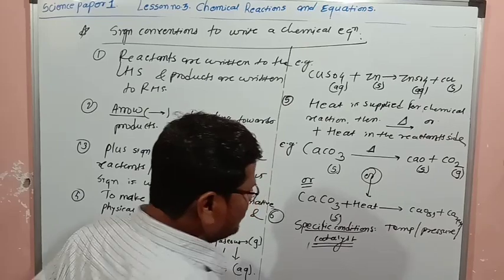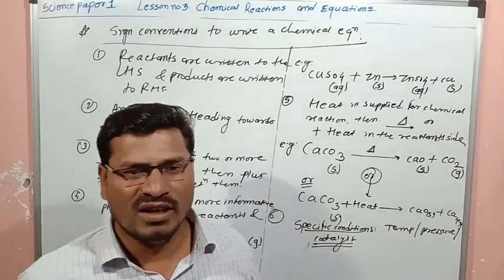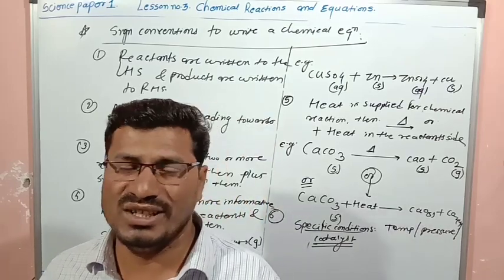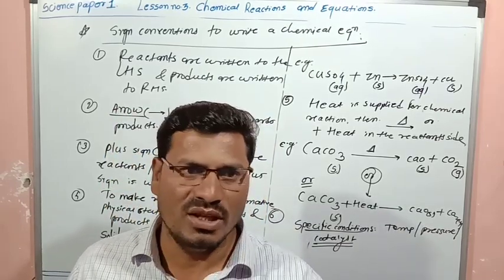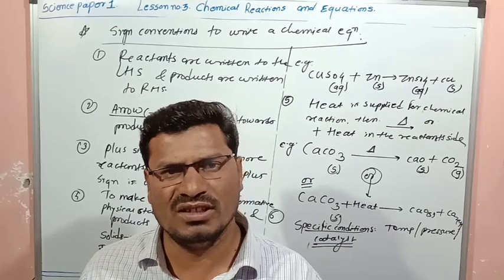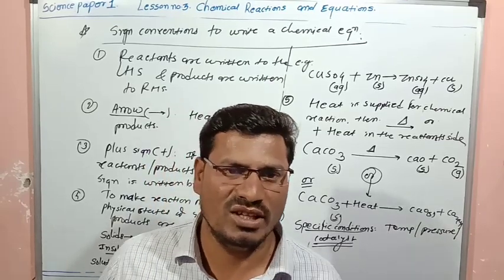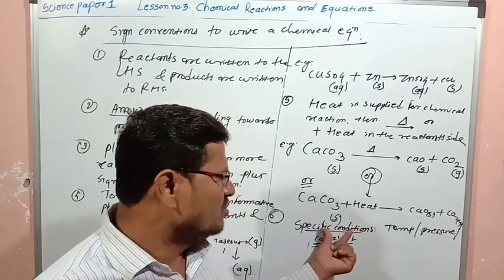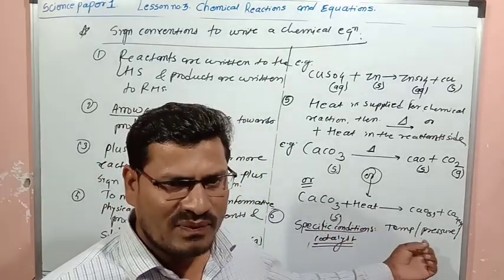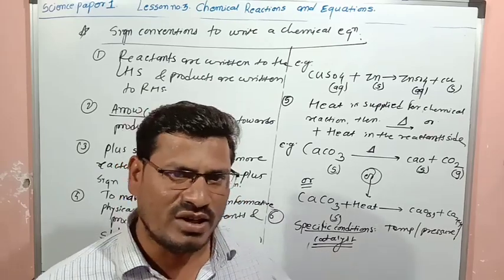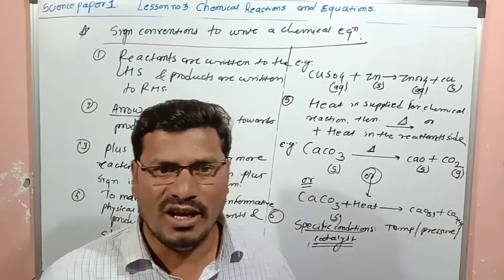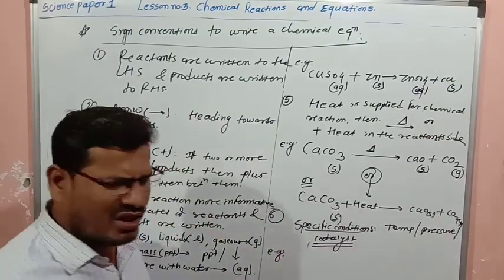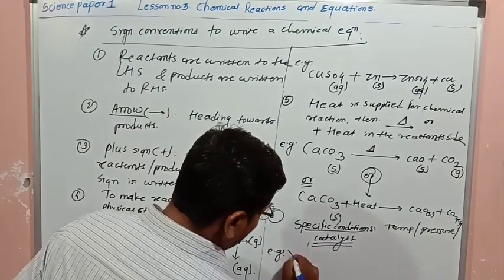We have studied catalyst before. What do you mean by catalyst? It is a chemical substance which does not take part in the chemical reaction but increases the rate, the speed, of the chemical reaction, so it is called a catalyst. So the specific condition, either temperature, pressure or catalyst, you have to write below or above the arrow. We are going to take an example for that. Suppose you are taking vegetable oil.